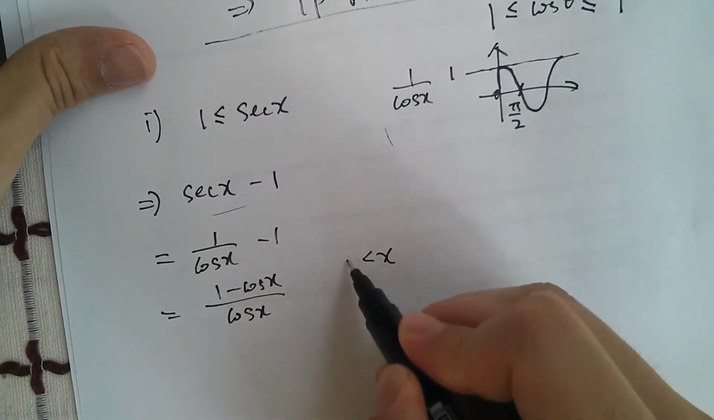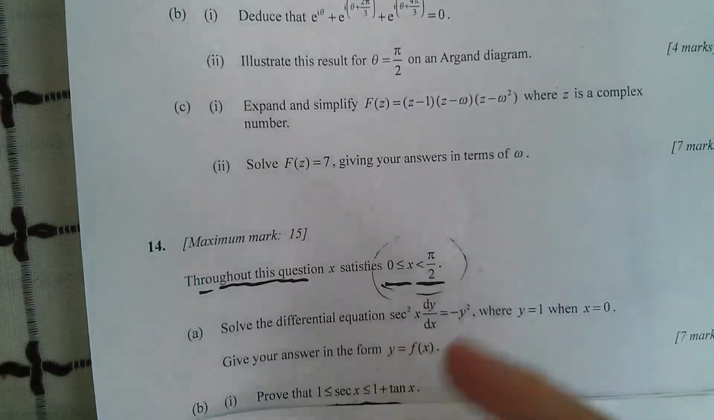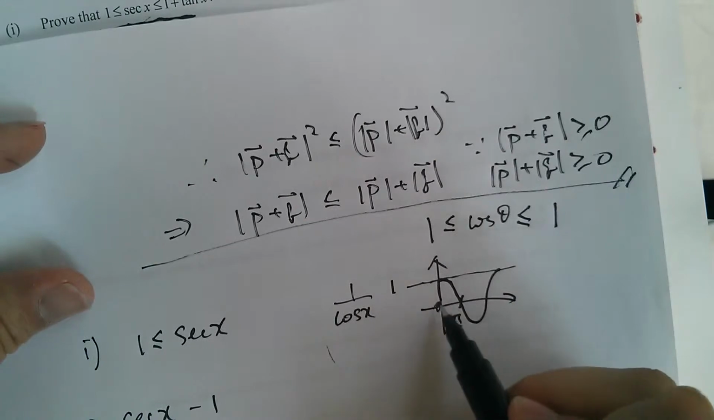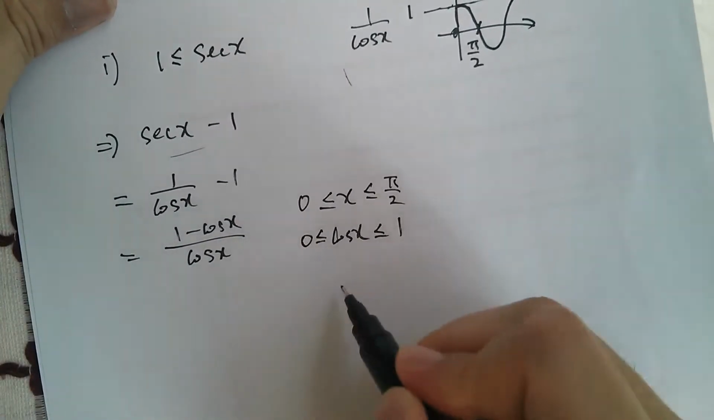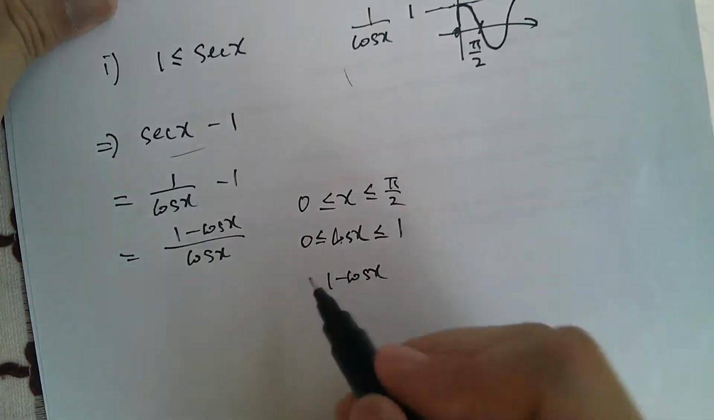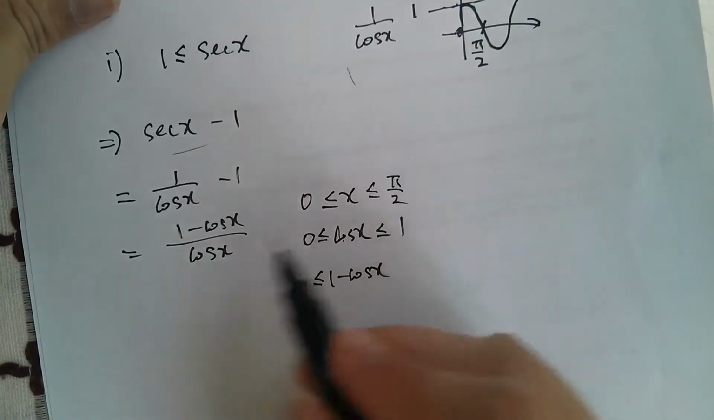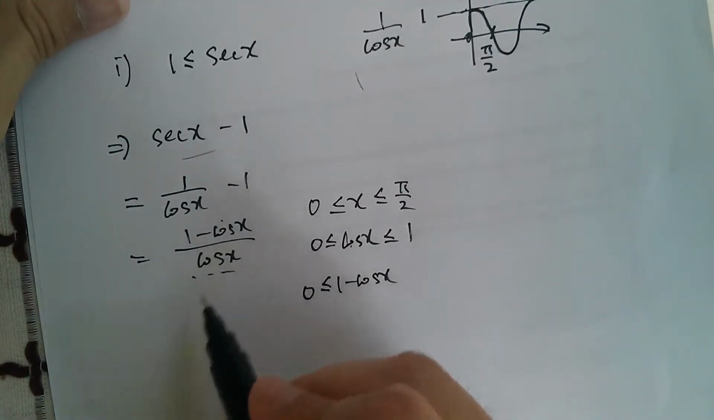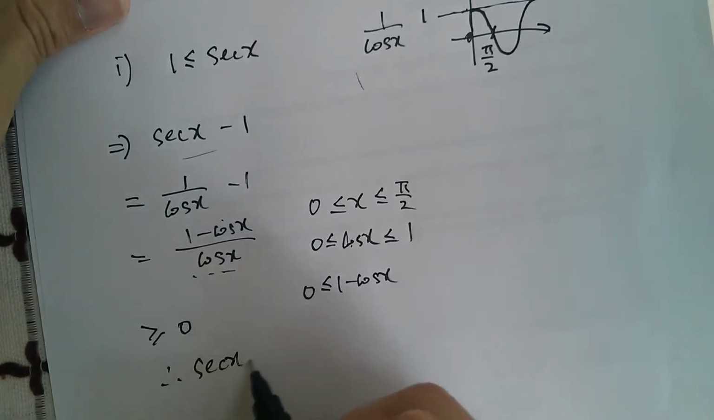The thing about this is that x is between 0 and pi over 2, that's given. You can't miss this part. So cosine x, according to this, is between 1 and 0. Therefore, 1 minus cosine x is bigger than 0, because cosine is at biggest 1. Cosine itself is also bigger than 0. Positive over positive is positive. Therefore, secant x is bigger than 1.